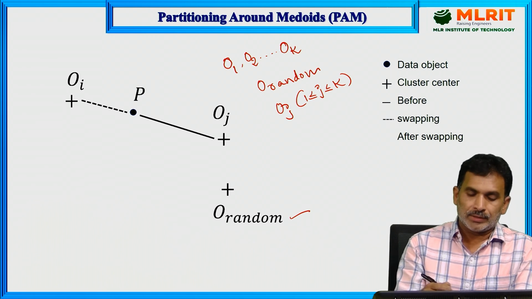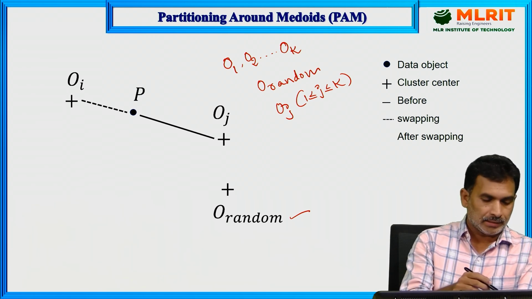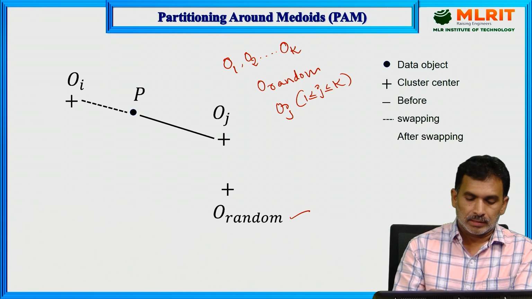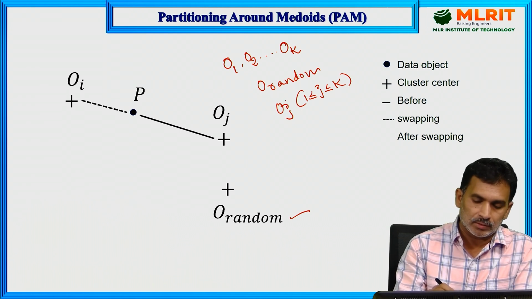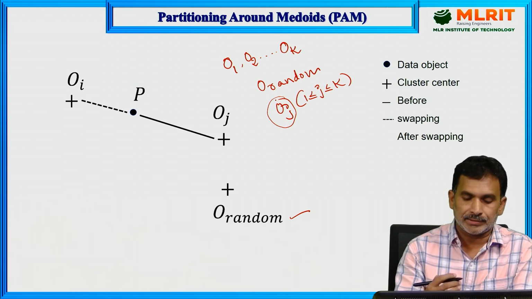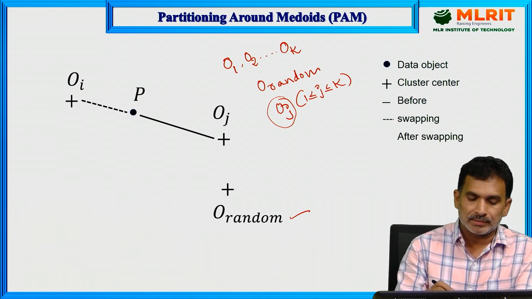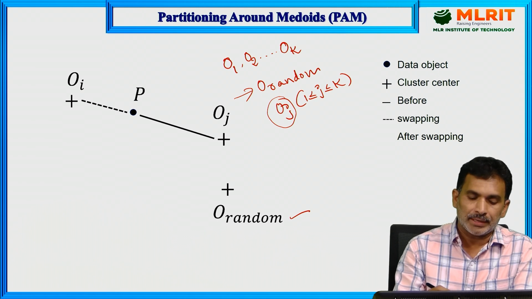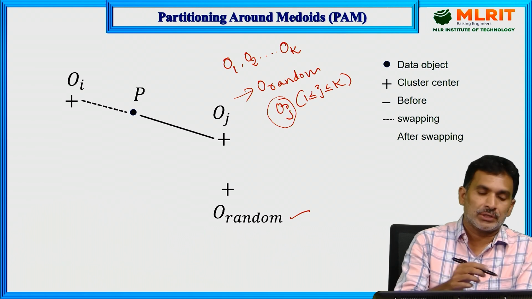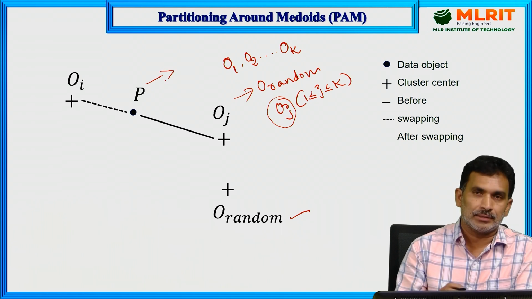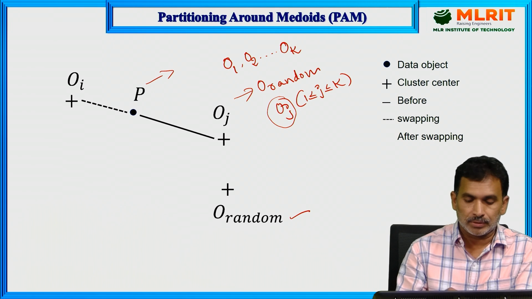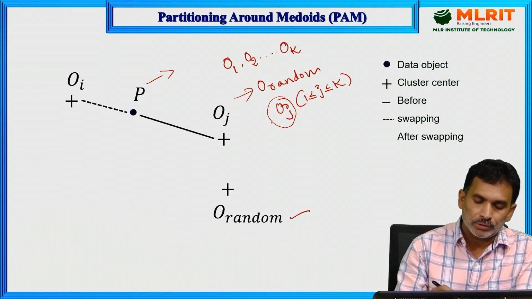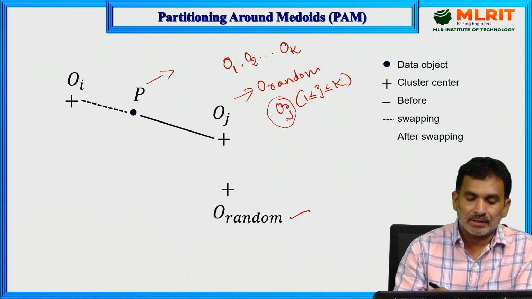So how are we going to reassign the objects? Let us say there are different objects. Each data point is considered as an object in this case. Suppose Oj is the representative object of a cluster, and we want to replace that representative object by a non-representative object, O random. Then what needs to be done? We have to recalculate the distance from each object P to the representative heads, in the case where Oj is replaced by O random.